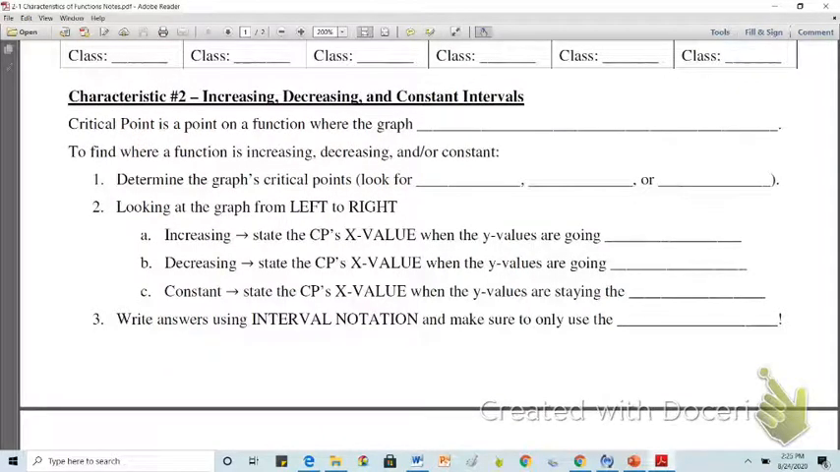So characteristic 2 that we're going to talk about is where a graph is increasing, decreasing, and constant. To do this, we need to identify the critical points. So remember, a critical point is a point of a function where the graph changes direction.